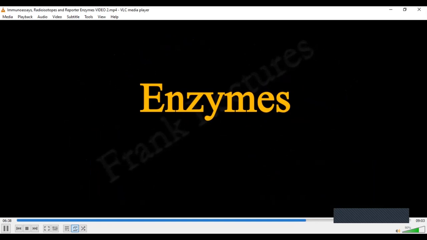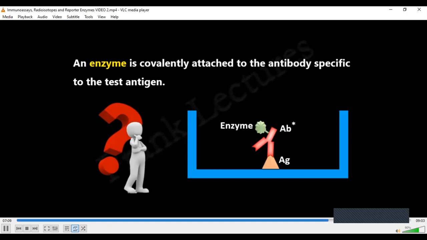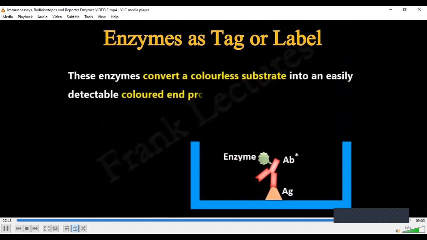Let's now understand how enzymes result in detectable immunoassays. Enzymes as tag or label are used in enzyme-linked immunosorbent assay. Suppose this is a microtiter well which contains immobilized antigen. This is our antibody specific to the given antigen. We tag or label this antibody by covalently attaching an enzyme to it. Now, what kind of enzyme is this? These enzymes convert a colorless substrate into an easily detectable colored end product.